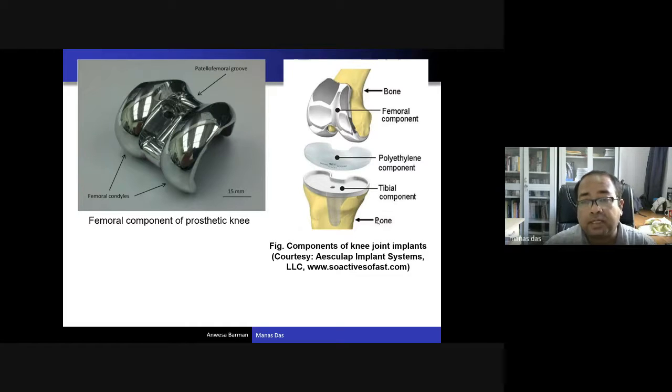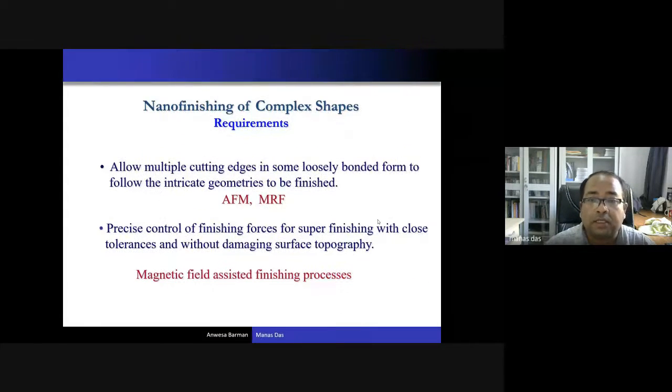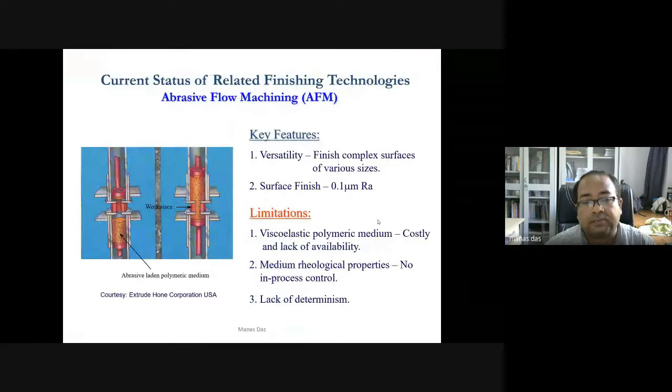This requirement is actually in the angstrom level. So that's why this kind of advanced finishing process has come up. I'm giving some description of this kind of AFM process here. You can see this kind of viscoelastic medium is there, mixed with abrasive particles. There are two pistons, and that is a hydraulic unit.